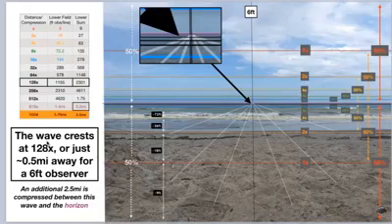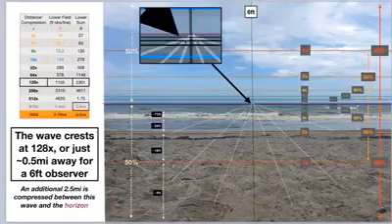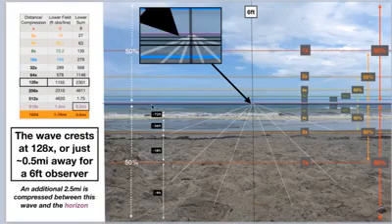So this wave crests at just a half mile away for a 6-foot observer. An additional 2.5 miles is compressed between that wave and this purple line. That's the majority of your vision. And that's blown up too, so people have to realize that. This is the non-blown up version right here. You can barely make out the line. Absolutely. I had to press that line down into like a half point pixel or whatever it is.